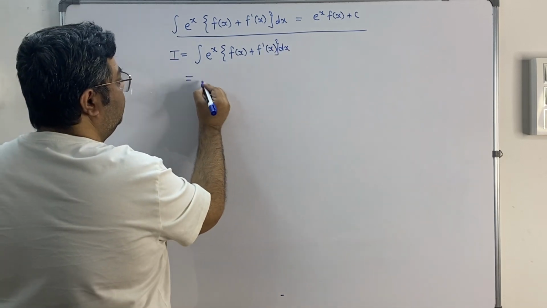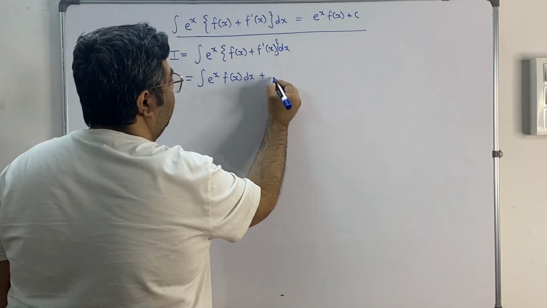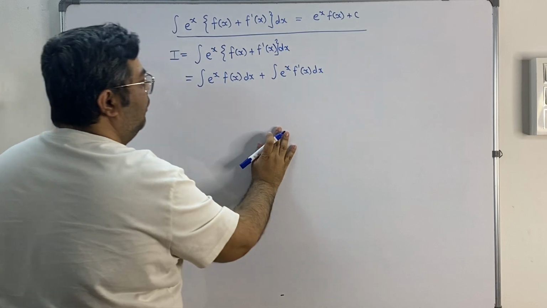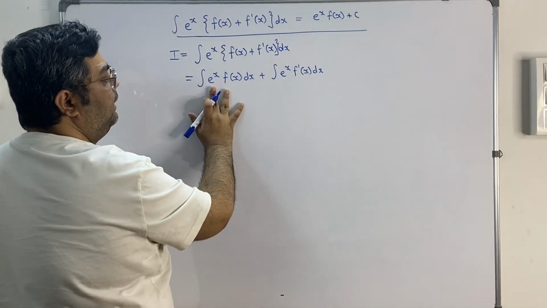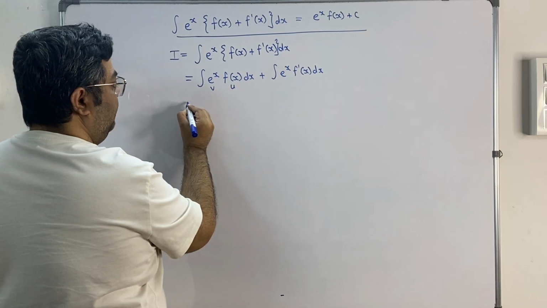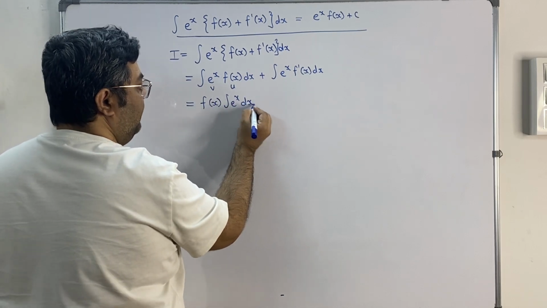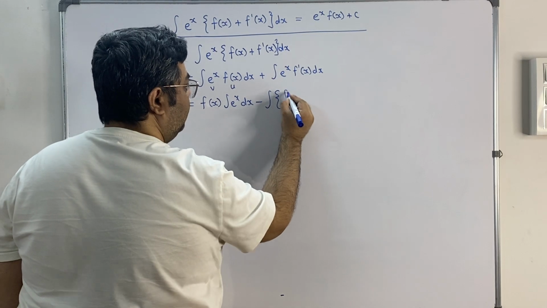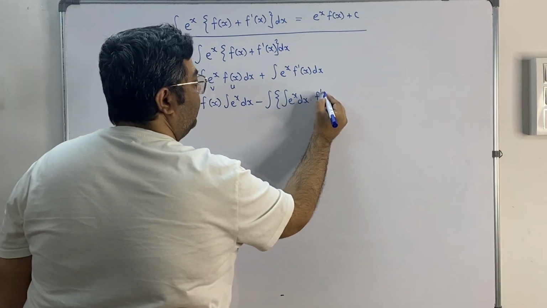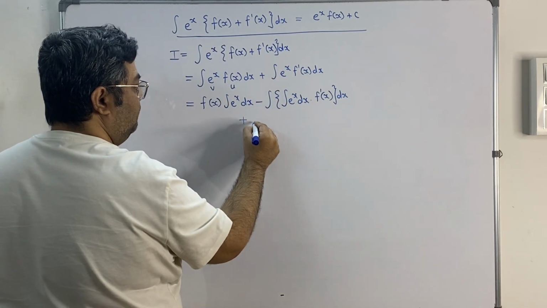We open the brackets. So it is integration e raised to x f(x) dx plus integration e raised to x f'(x) dx. Now we keep this on hold and apply integration by parts here. This becomes my u, this becomes v. So f(x) integration e raised to x dx minus integration of (integration e raised to x dx into derivative of f(x)), that becomes f'(x) dx, and this part as it is.